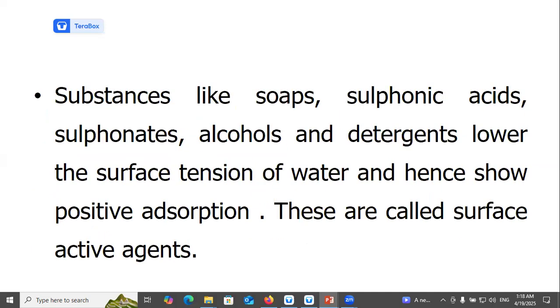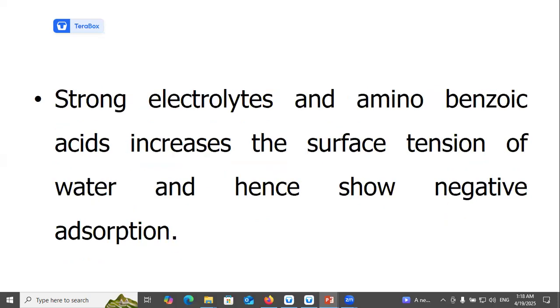Substances like soaps, sulfonates, alcohols, and detergents lower the surface tension of water and hence show positive adsorption. These are called surface active agents. Strong electrolytes and amino benzoic acid increase the surface tension of water and hence show negative adsorption.